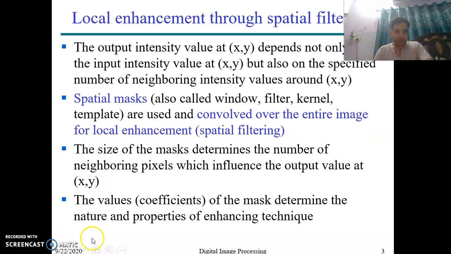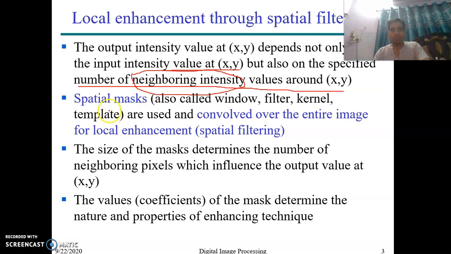So as we have already discussed, the intensity value of any pixel in the image can also be modified using the neighboring intensity values. As we have talked, we could do point processing and neighborhood processing. So in neighborhood processing, we will consider the pixels which are in the neighborhood of the pixel which is being transformed. So the output intensity value at x,y depends not only on the intensity value at x,y but also on a specified number of neighboring intensity values around x and y. So we are talking about the neighborhood.